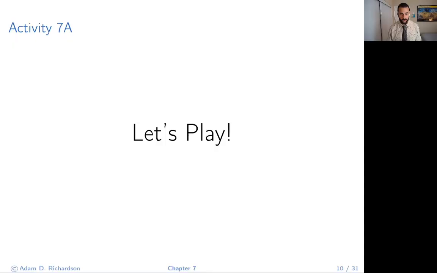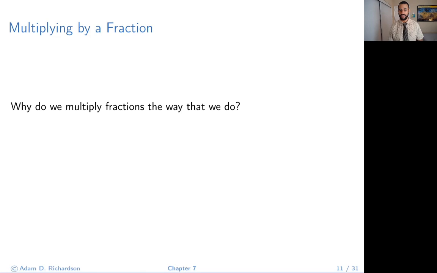We left off right about here last time, and let's see where we're gonna go next. Okay, so here's the first question. We're gonna talk about multiplying and dividing now. We talked about addition and subtraction last time. So my question to you is this: why do we multiply fractions the way that we do?